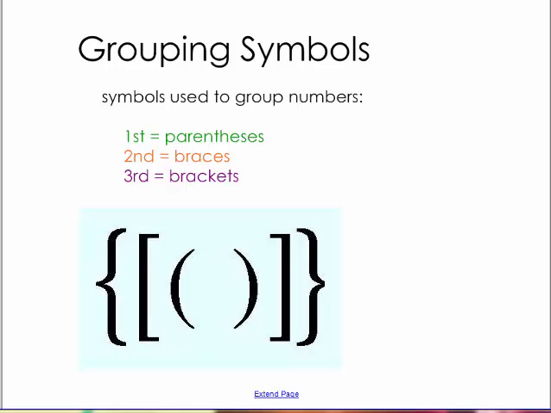Now, just to review real quick, grouping symbols are symbols used to group numbers. Parentheses are always done first. Brackets are always second, and braces are third. Whoops, I noticed this is written incorrectly up here. So this should say brackets is second, and braces are third. Sorry about that.